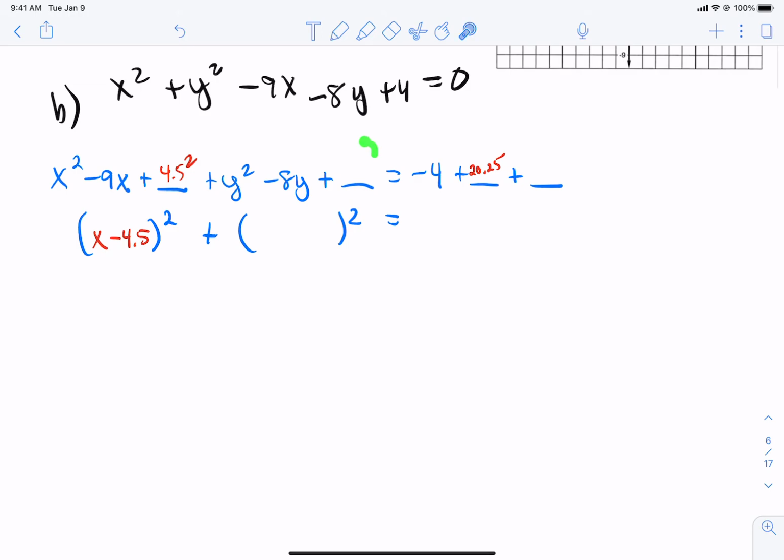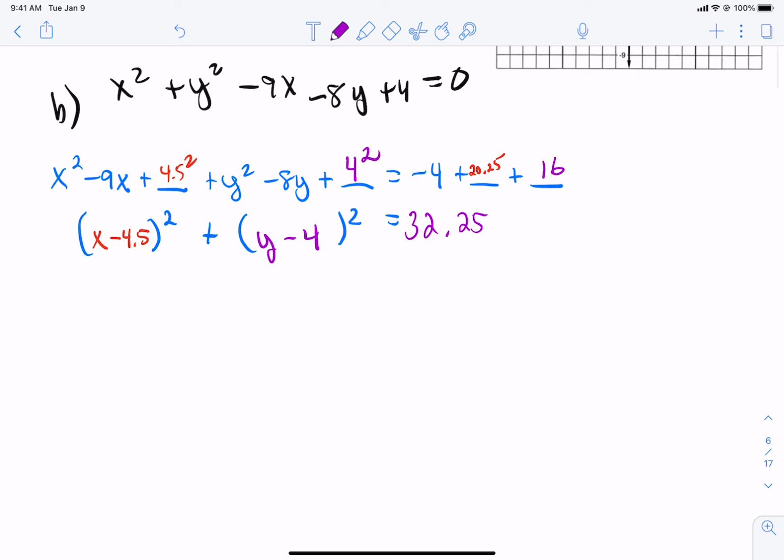Now let's do the same thing for our y's. This number is the key. Half of that number is negative 4. So y minus 4 is going to go there. 4 squared fills that spot. 4 squared is 16. Okay. Now, let's combine all those things. Negative 4 plus 20.25 plus 16 is 32.25. Do I care that it's not a great number? No, not in the least. Okay. Now, we're ready to go.